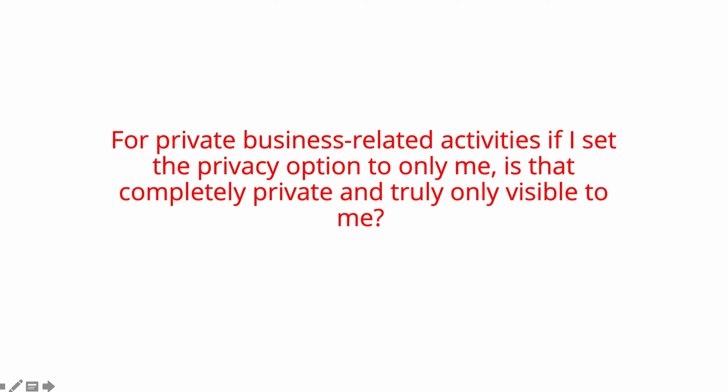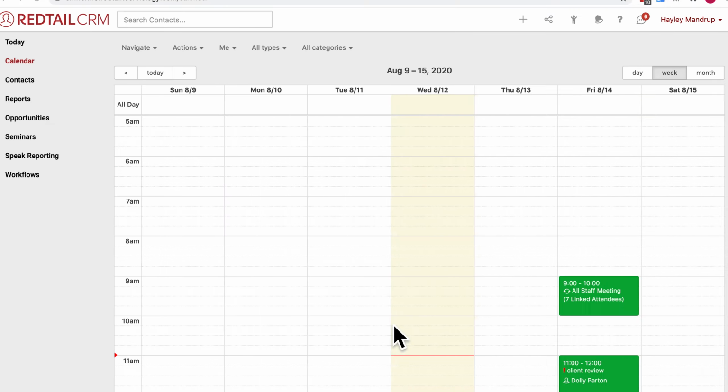A commonly asked question that the Redtail training team receives about the calendar is in regards to the privacy options. Questions such as, for private business related activities, if I set the privacy option to only me, is that completely private and truly only visible to me? Let's explore a little bit more about what this means.